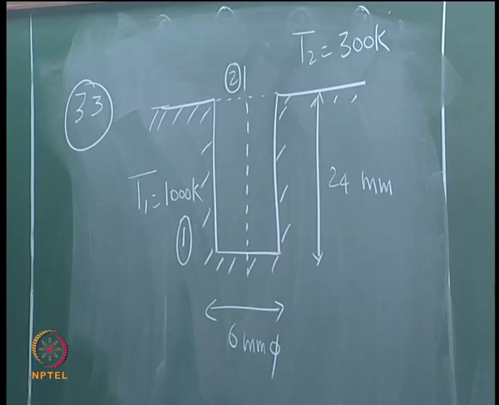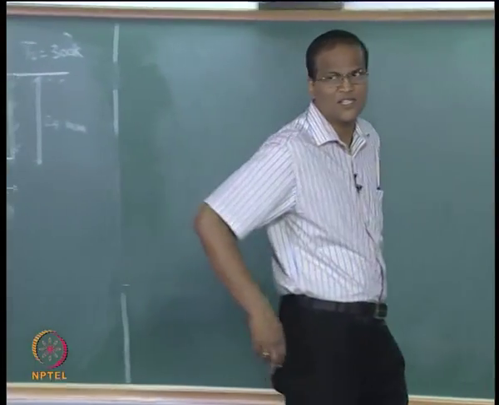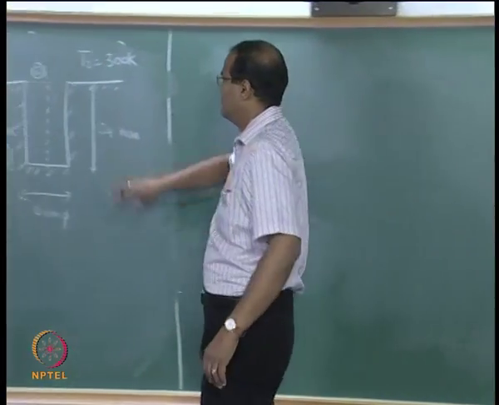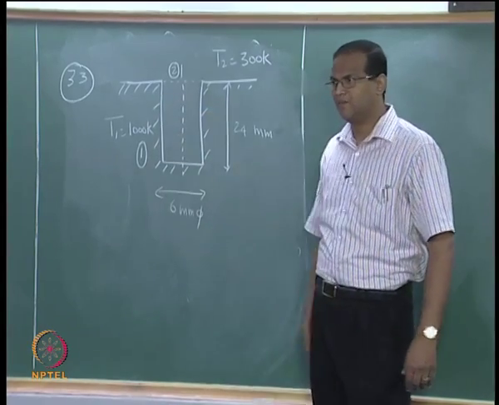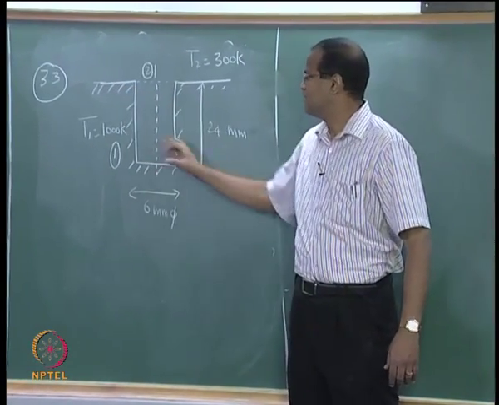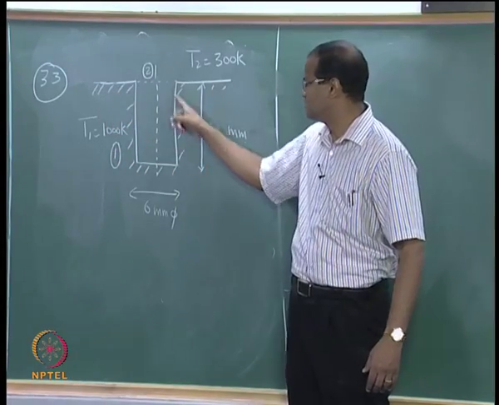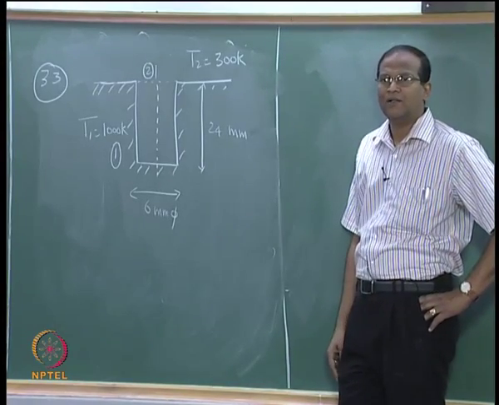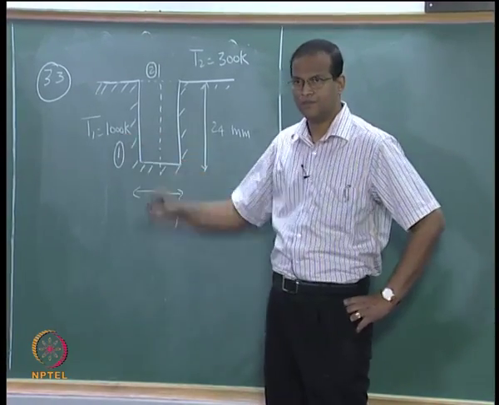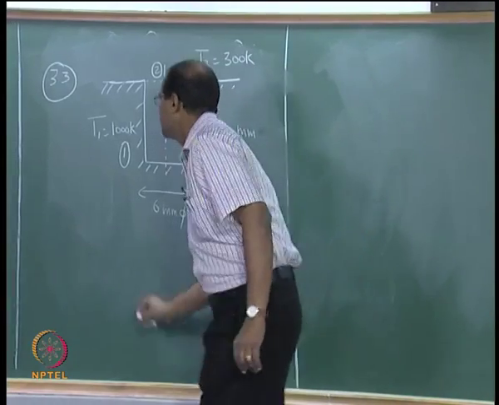I will explain the configuration to you. I have a flat bottomed hole, a hole that has been bored into a plate. The depth of the hole is 24 millimeters and the diameter of the hole is 6 millimeters. It is evacuated or it is filled with air which is radiatively non participating. The temperature of surface 1, which includes the bottom as well as the lateral surface area of the bored hole, is basically 1000 Kelvin, and this has an emissivity of 0.6, let us say.